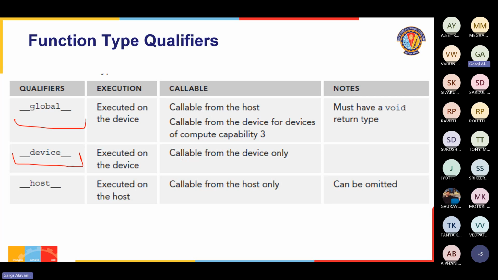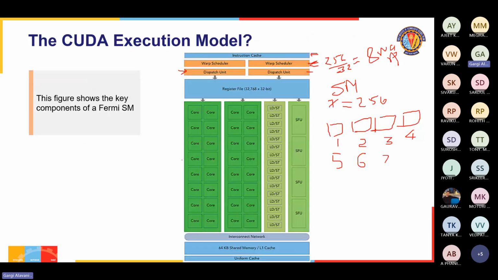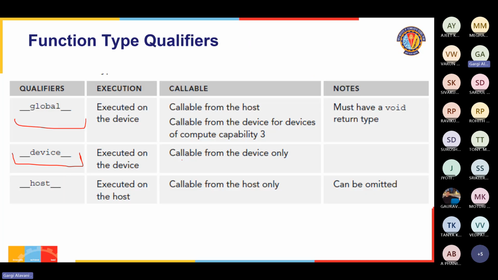Then you have a host qualifier, which is an optional qualifier because this is a CPU function. You may or may not put it. If you do not put it, it will also by default be a CPU function. But these CPU functions are called from the host only. You cannot call these functions from your GPU device functions or global functions. So with this, we should stop and discuss the CUDA execution model in the next class because it has many more things to be discussed.